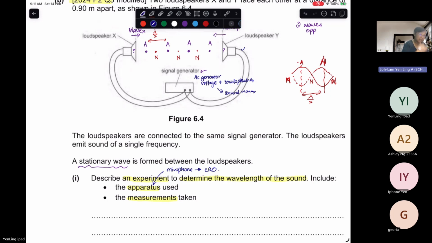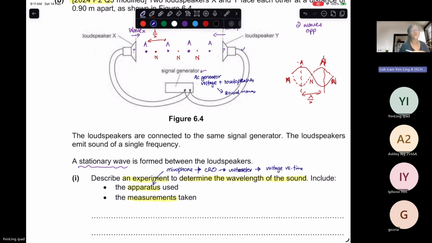So if you need to detect, you need a microphone to hear, and you need to know whether it's a big amplitude or small amplitude. A microphone alone, if you don't plug into any device, is of no use. So the device to plug into is a CRO. What is a CRO? A CRO is just a voltmeter, but it's a special voltmeter. It's able to display the voltage signals with respect to time. So a CRO alone also doesn't work.